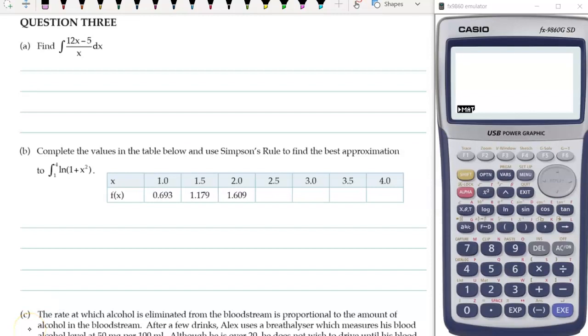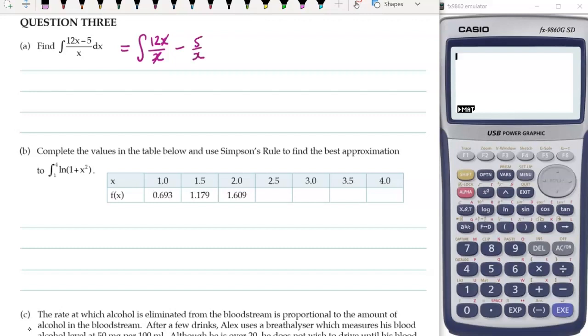All right, question 3. We need to separate this integral into two different pieces. So it's 12x over x, which is going to cancel, and minus 5 over x. So if we integrate the 12, we get 12x, and if we integrate 5 over x, it's 5 log x plus c.